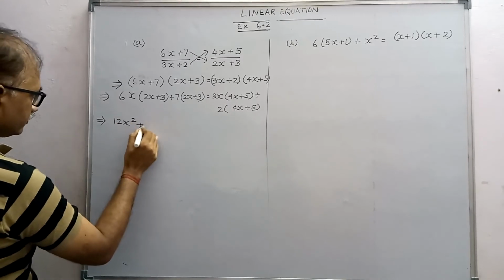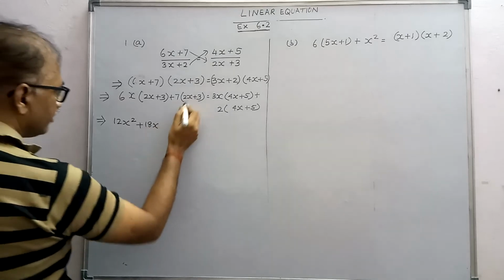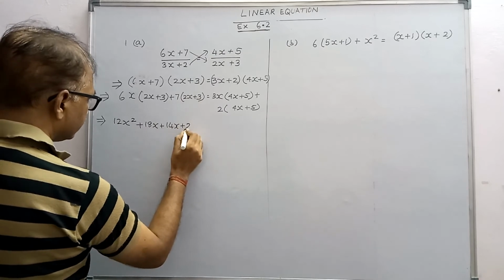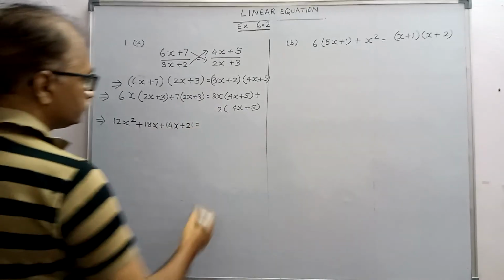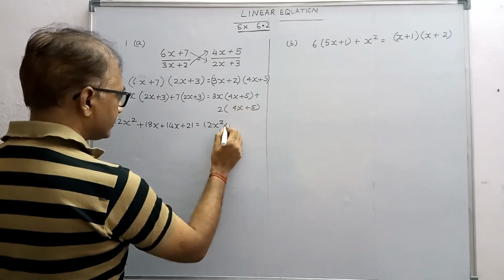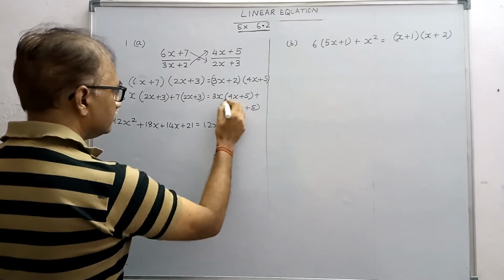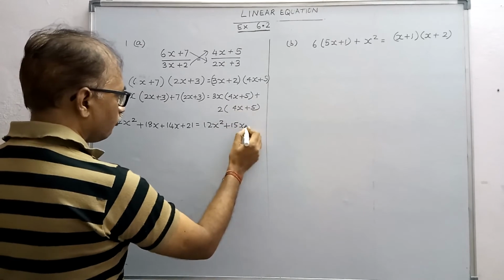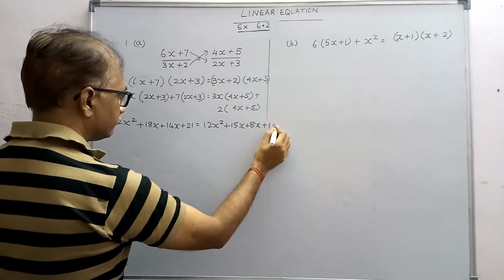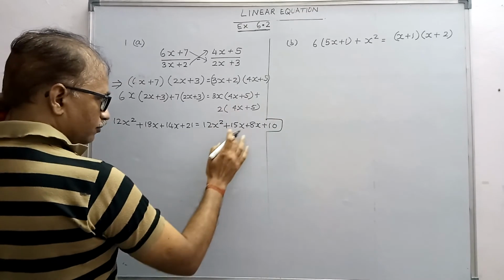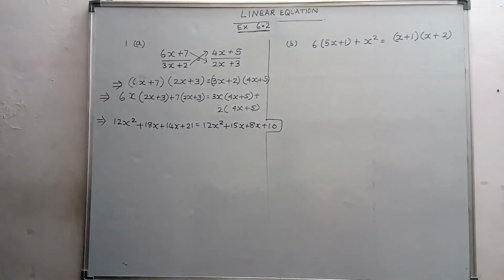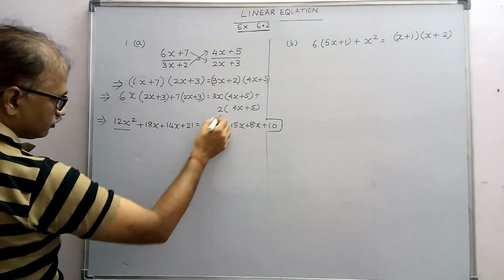Now open this bracket, so you will get here 6 into 2, 12x square, 6 threes are 18, plus 18x, 7 twos are 14, plus 14x, 7 threes are 21, plus 21 is equal to 3 into 4, 12x square, 3 into 5, 15x, then 2 into 4, 8x, and 2 into 5, that is going to give you plus 10. Here you see 12x square is this side also, so they will be cancelled out.